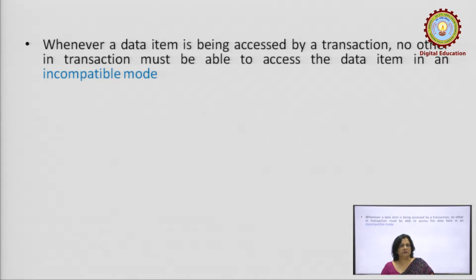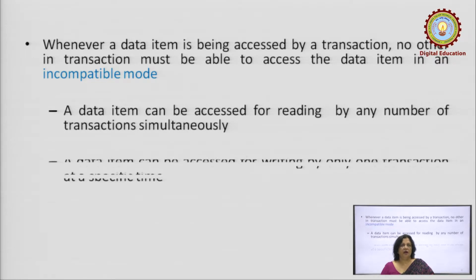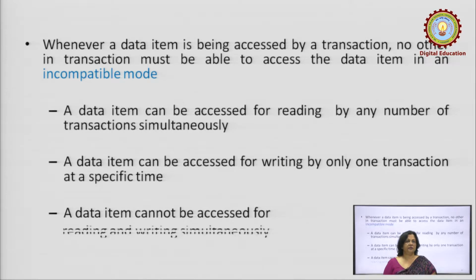Whenever a data item is being accessed by a transaction, no other transaction must be able to access the same data item in an incompatible mode. This means that a data item can be accessed for reading by any number of transactions at the same time. A data item can be accessed for writing only by one transaction at a specific time, and a data item cannot be accessed for reading and writing at the same time.